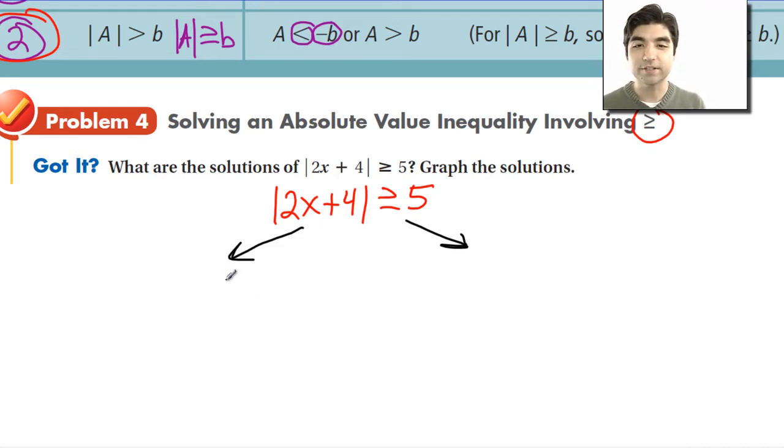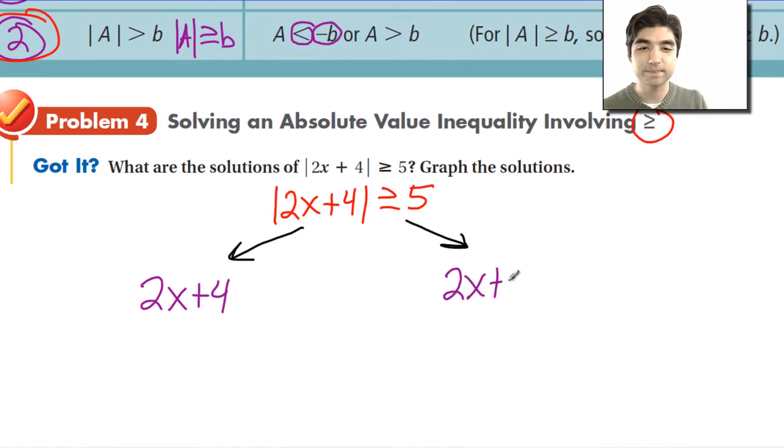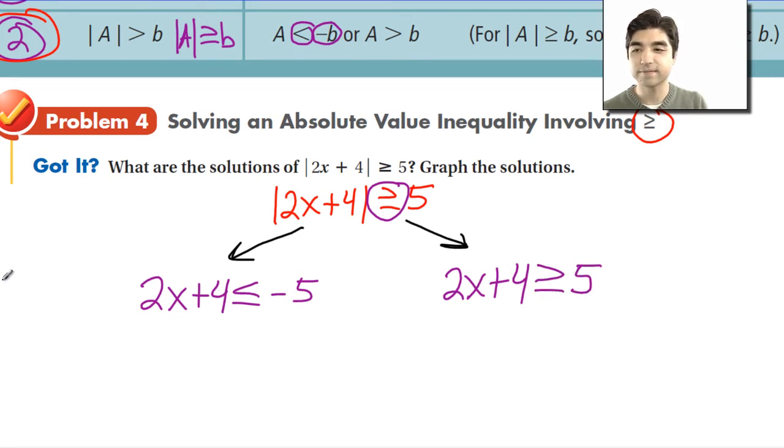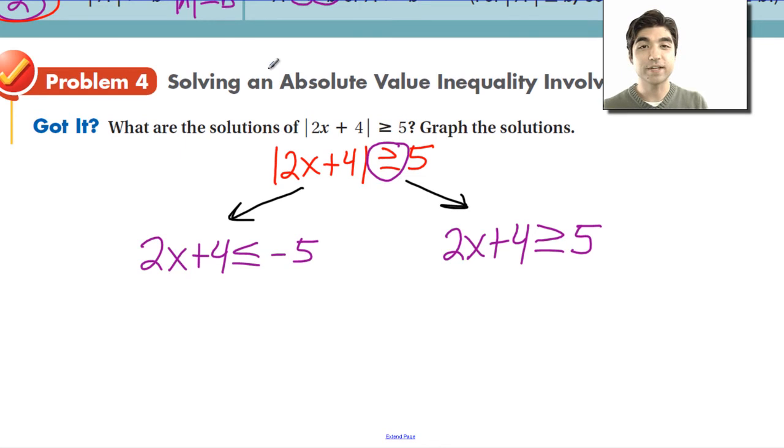So 2x plus 4 is greater than or equal to 5. One of them needs to be, so we take whatever's inside the absolute value, write that. So that's going to be true for both of them. On this one, we're going to flip the sign, make it less than or equal to, and then make this a negative 5. This one over here, we're going to keep the sign the same and then make a positive 5. And then after you got past that point, then it's pretty easy. It's just solving the inequality.